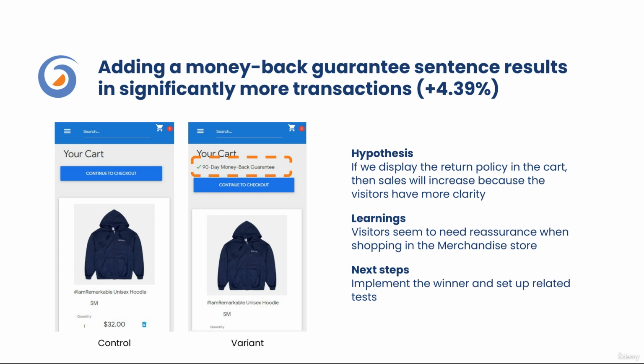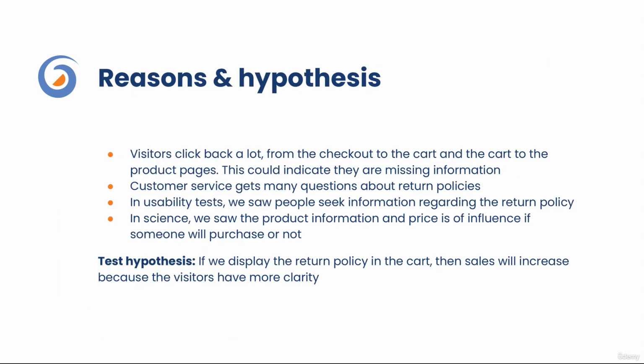In that case, add the name of the experiment and only send this slide or upload it to Slack, for instance. Next is the reasons for the test and the hypothesis. The reasons are what you saw in your optimization research and previous experiments, so why you decided to test this.